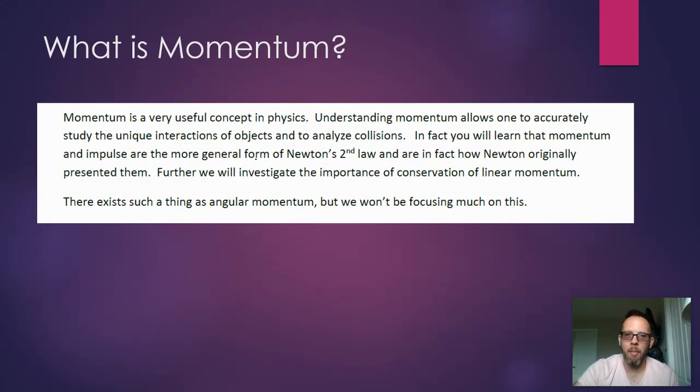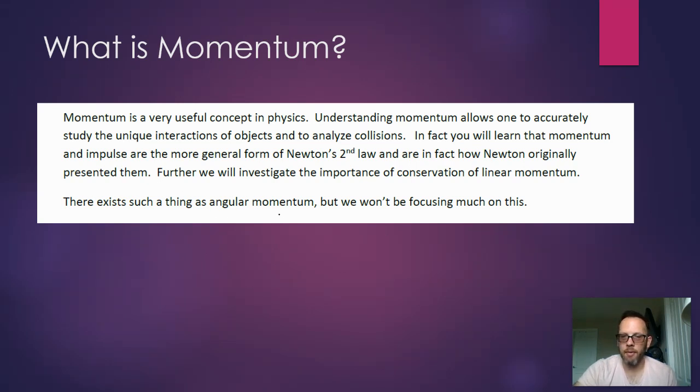Today, we're going to learn that momentum and impulse is actually a more general form of Newton's second law. That's how Newton originally presented his second law, in terms of momentum and impulse. Later on today, we're going to investigate conservation of linear momentum: when it happens, under what circumstances, is there anything else conserved, etc.